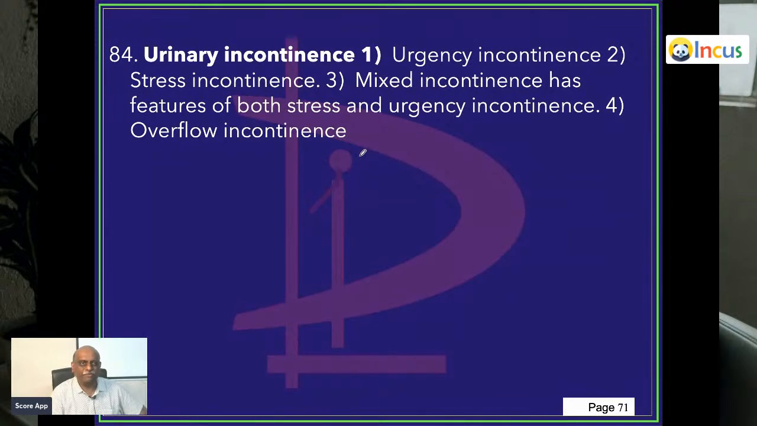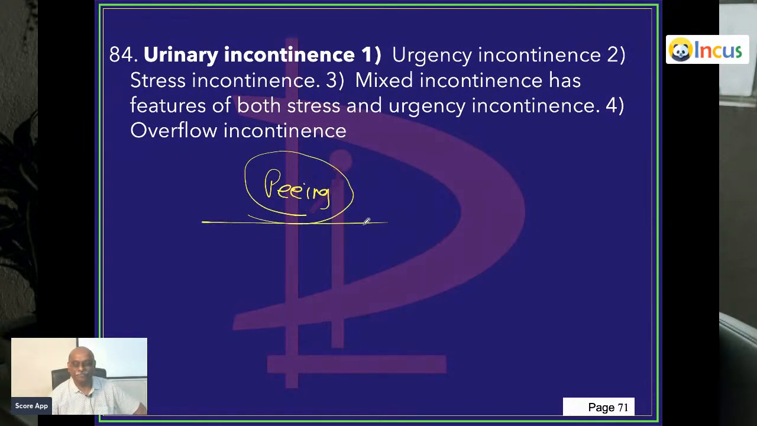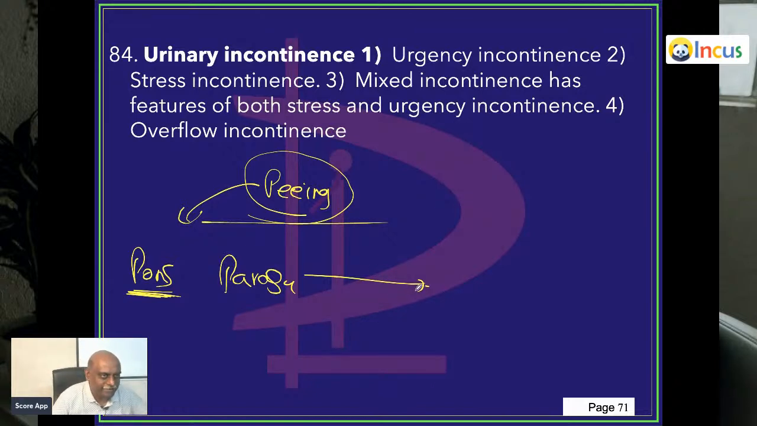Now we come to a very interesting topic called urinary incontinence. You remember the physiology of peeing. What makes us urinate and control our urination, micturition. The micturition control center is in the pons. It is the parasympathetic innervation which controls the peeing.